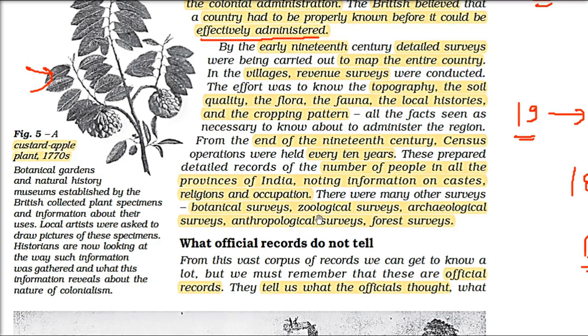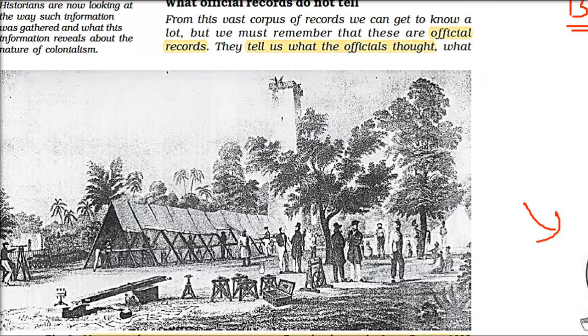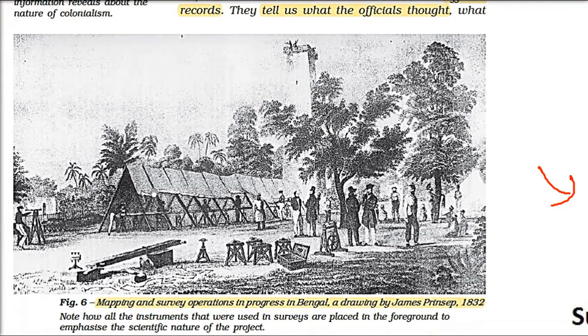Can you imagine? So first they said that writing is important. Second, they wanted to procure and preserve everything. Third thing, they wanted to survey. They wanted all the surveys. These things you have to keep in mind. I'll show you one more picture. This is the mapping and survey operation which is going on in Bengal. And this is 1832. Can you imagine, 1832 I'm talking about?